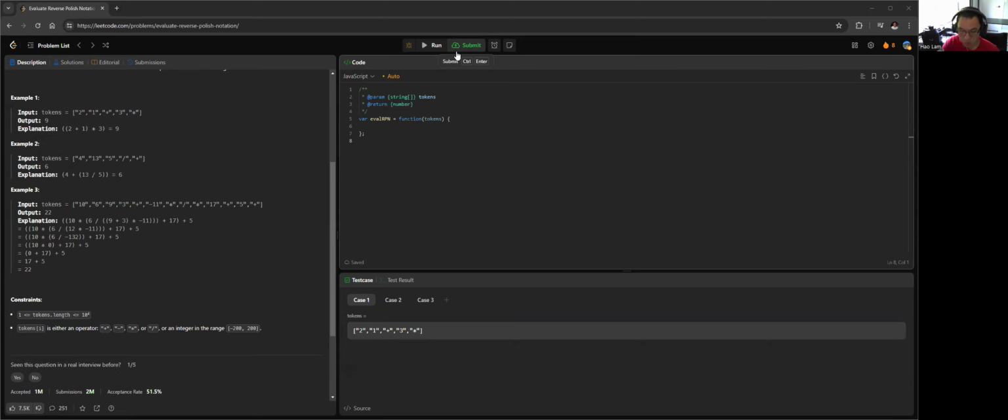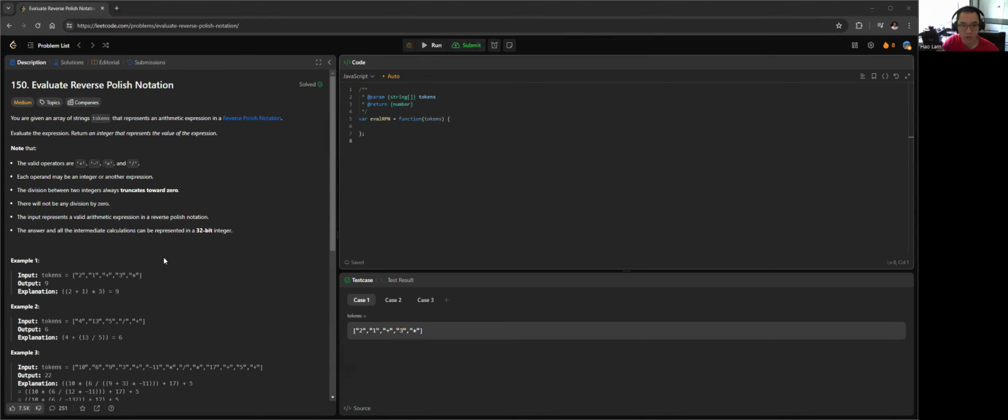Today we have evaluate reverse Polish notation. We are given an array of string tokens that represent an arithmetic expression in reverse Polish notation. Evaluate the expression and return an integer to represent the value of the expression. We will not have any division by zero. The valid operators are plus, minus, multiply, and divide. Each operand might be an integer or another expression, and the division between two integers truncates toward 0.